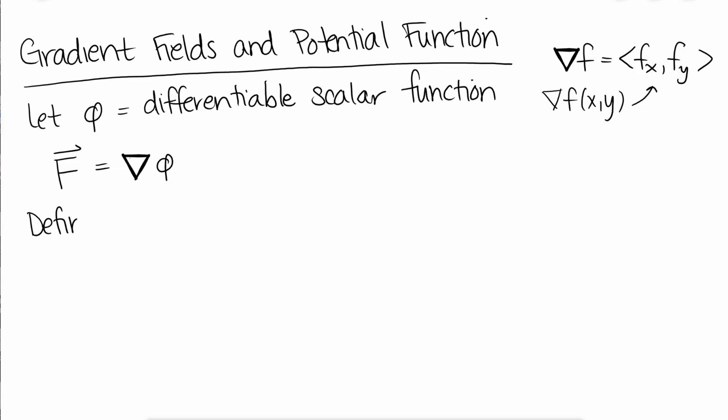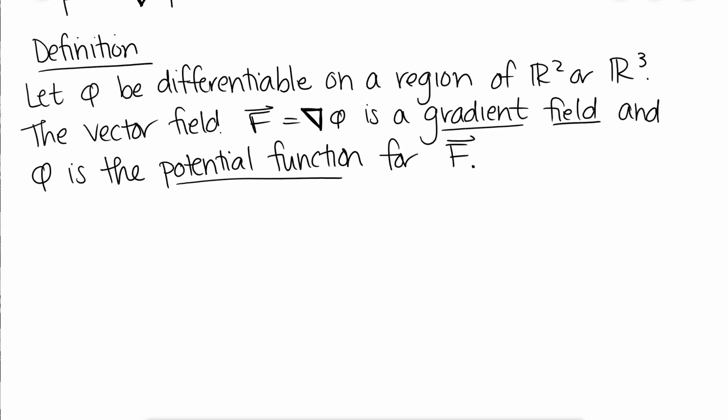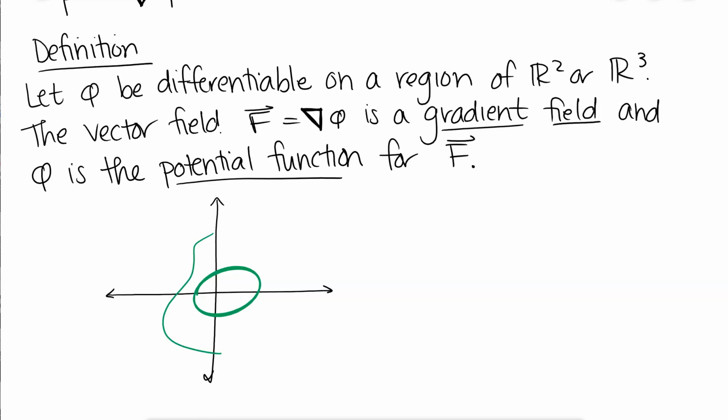So let's write this down really quick as a definition, and then I'm going to copy the cool example that I have in your book. Let phi be differentiable on a region of R2 or R3. We can define this in either one. Then the vector field f, which is just the gradient of phi, is called the gradient field, and phi is the potential function for f. Basically, if I think about a function, I could actually think about its level curves.